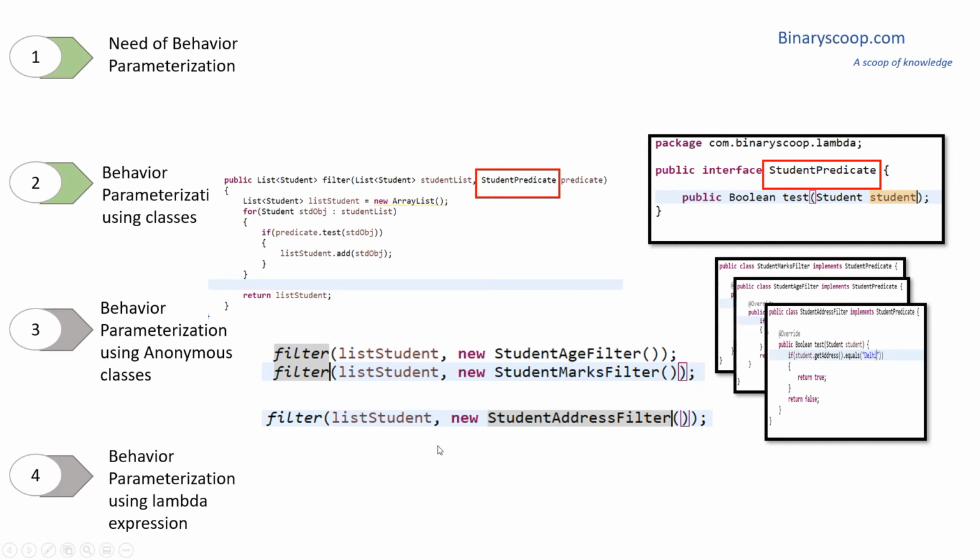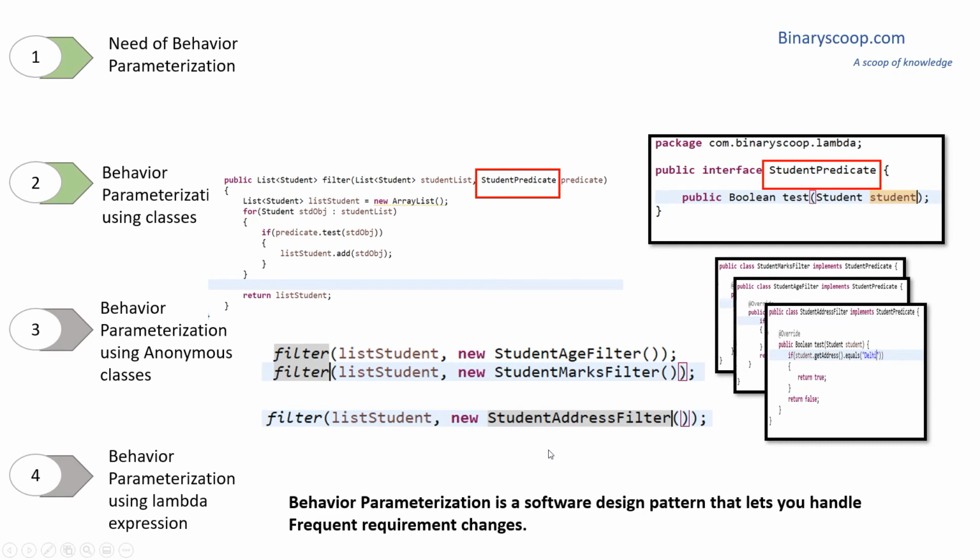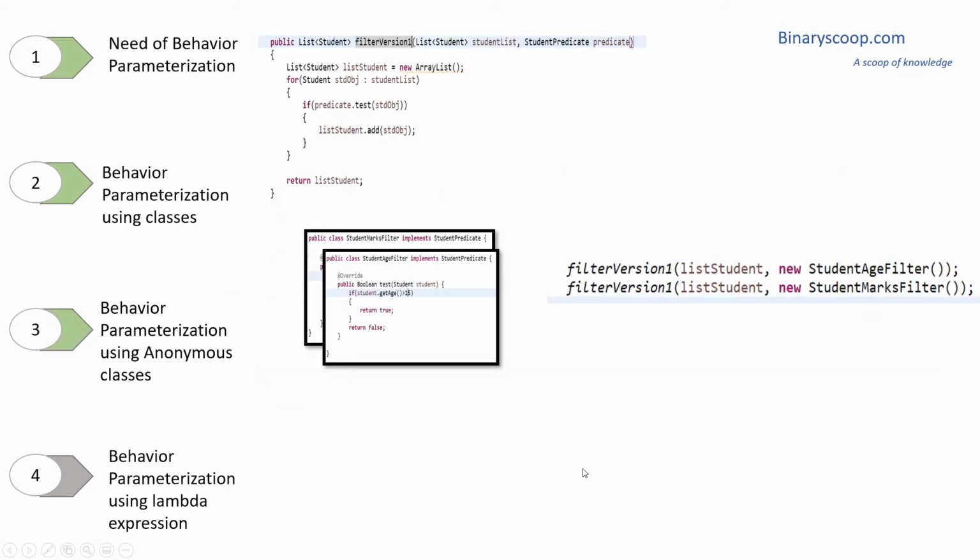So as new requirements come up, we just need to create a separate class and pass that object to the filter method. So how can we define behavior parameterization? Behavior parameterization is a software design pattern that lets you handle frequent requirement changes. Moving to the next slide.